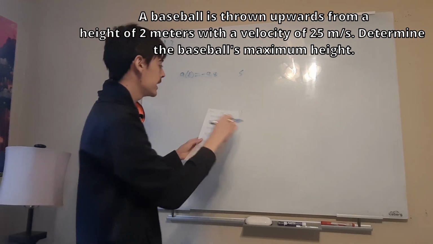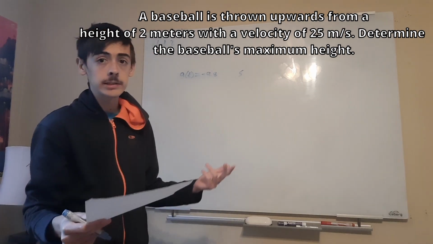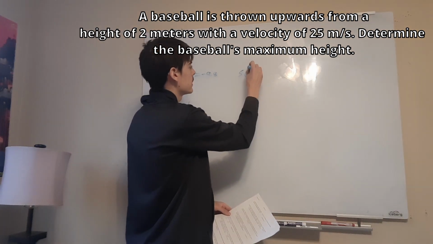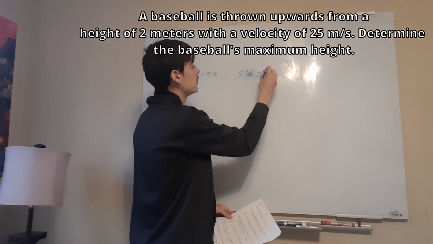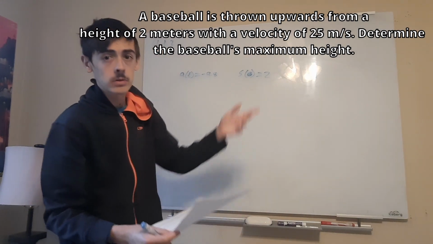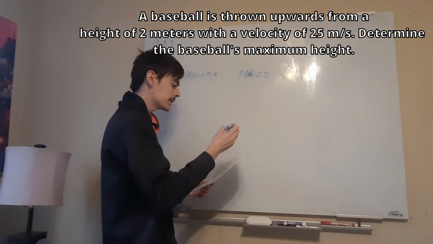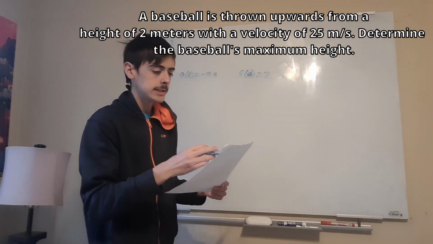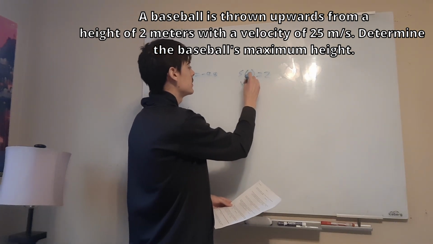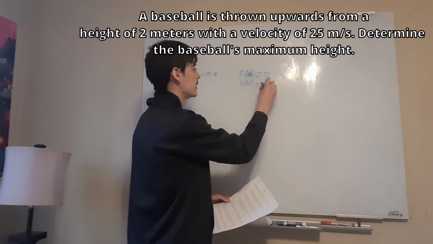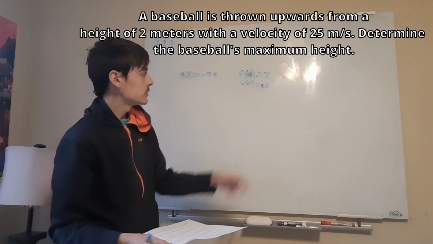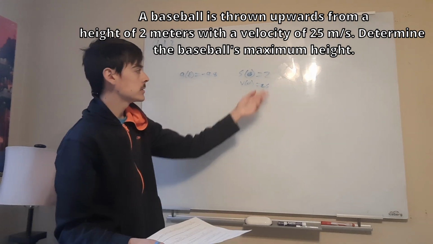And because it's thrown upward from a height of 2 meters, and this is the starting time, that means our starting time is going to be 0. And at 0, it will be at 2. So s of 0 is 2. In terms of our velocity, it says our velocity is 25 meters per second when it's thrown. So that means that v of 0 will equal 25, because when we start to throw, our throw is at 25 meters per second. So both of these are right at the initial throw, and these are our values.